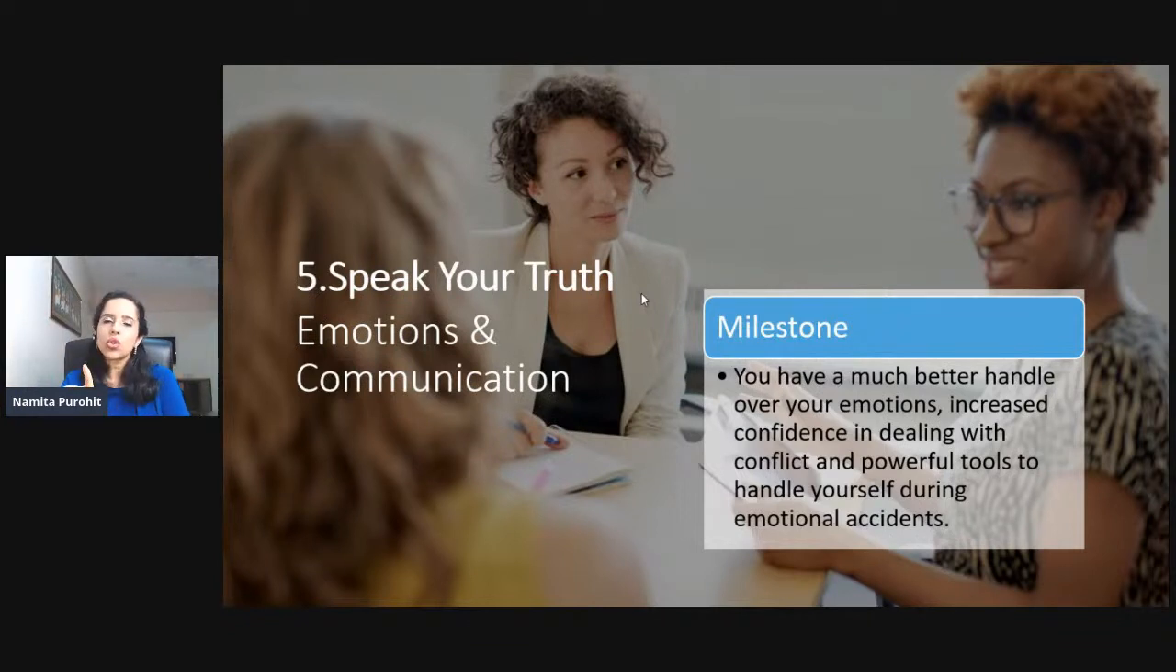Then we also need to know how to communicate, because we would have done all this work inside. But how do I have a better handle on my emotions, and how do I have a better handle in my communication? How can I communicate my truth? How can I be assertive? How can I speak to be heard? How can I speak to be respected? How can I speak without conflict? And how can I handle conflict when I'm trying to express myself, right? These are some very important skills that we all need to learn. We didn't grow up learning, nobody taught that to us, right?